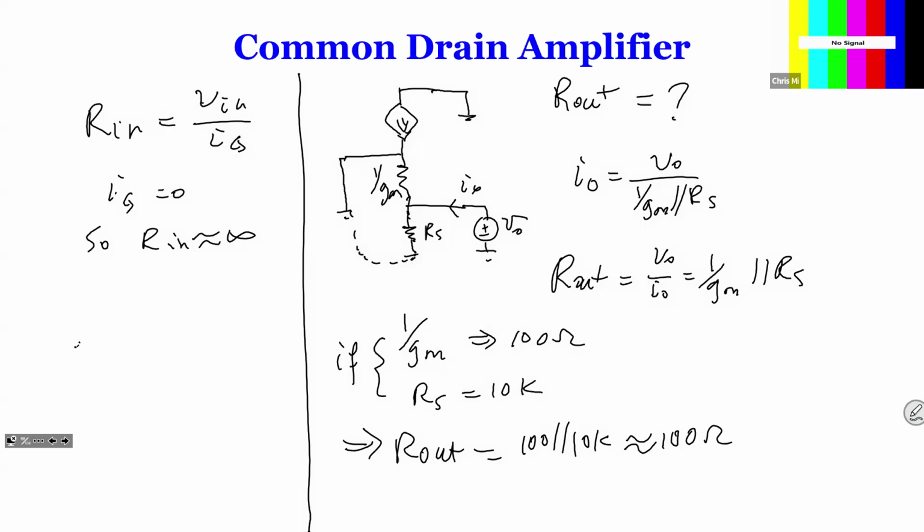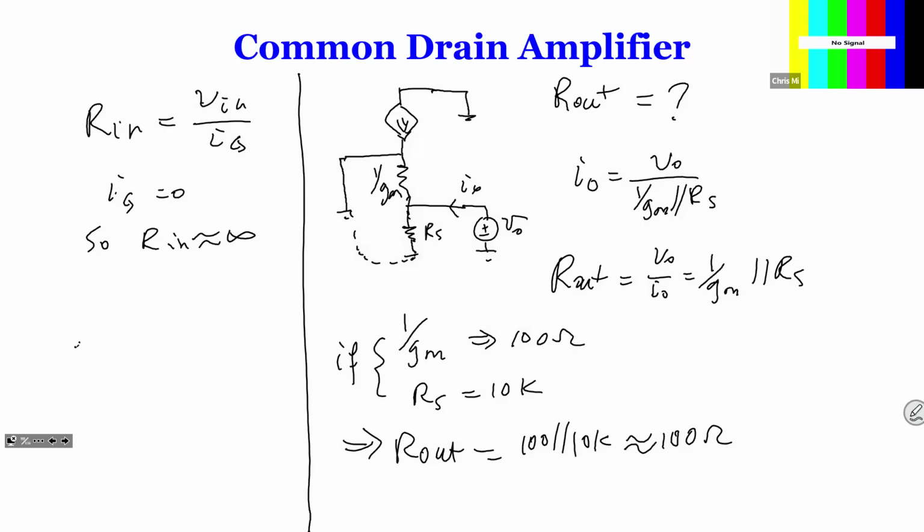So in comparison to the previous amplifier, like the common gate or common source, remember the output resistance is typically RD, right? Which is 10K. Now in this case, we have reduced that to a 100 ohm and a 10K resistance in parallel, which is approximately 100 ohm, which is 99 ohms in this case. But is that a small number? Yes. In comparison to 10K, it's a much smaller number. It's almost 100 times smaller.